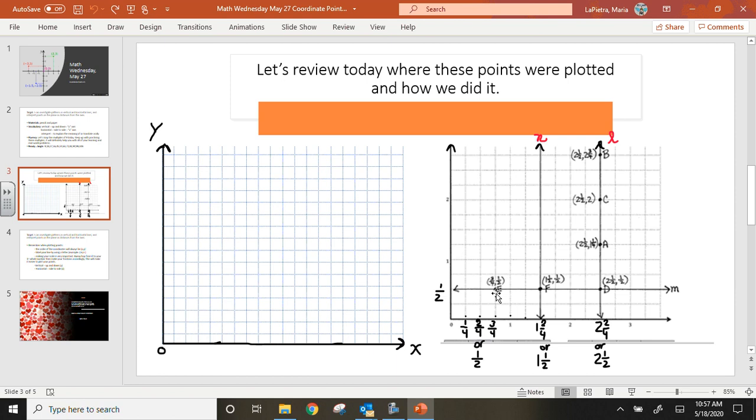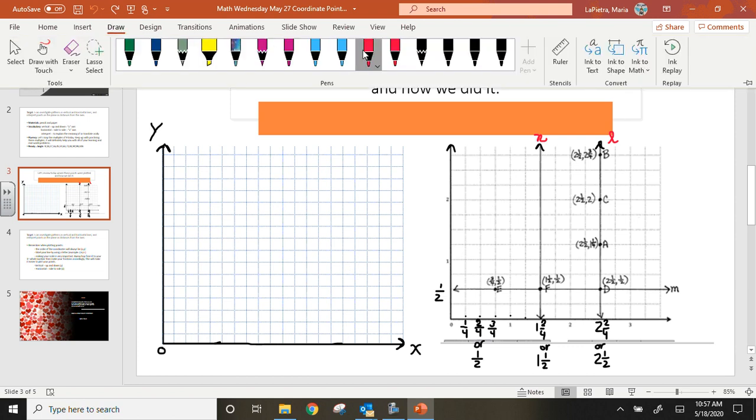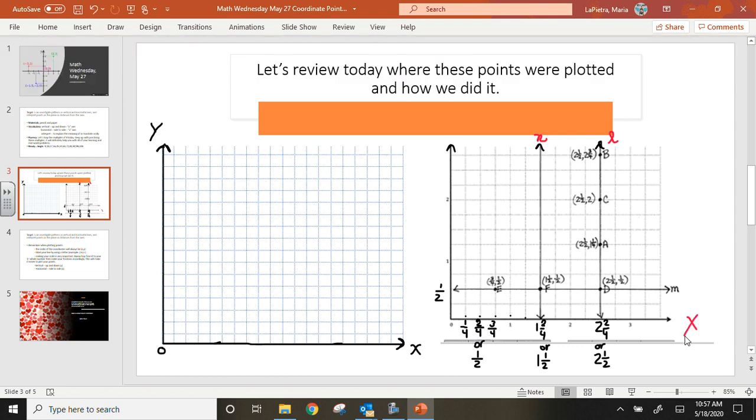Remember, the first one is always mentioning what the x is. So let's draw that in so we remember that our x is here and our y is here. Okay, so E, 3/4 up 1/2. F is 1.5 up to the half. And D is also, we went over to 2.5, but we also went up a half again.